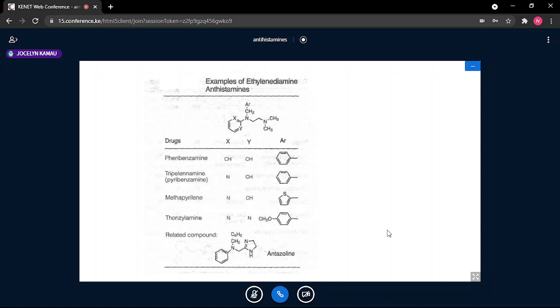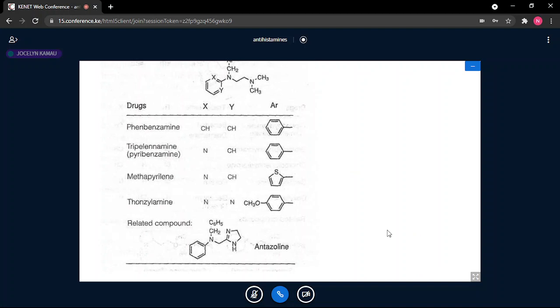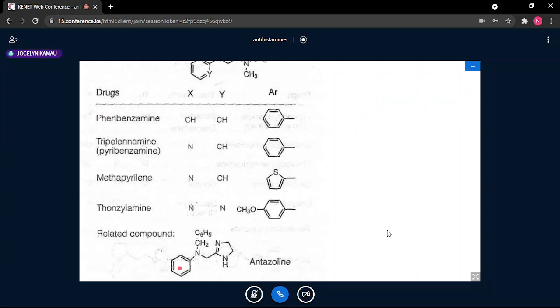When you look at antazoline, please note, let me make it a bit bigger. I had mentioned antazoline is normally used as nose drops. When you look at antazoline, please note the difference. That is still our phenyl ring there. That is our nitrogen, and that is our benzyl ring. So the structure here is very, very similar to what you have in phenbenzamine. But if you look at phenbenzamine, it will have a CH2.